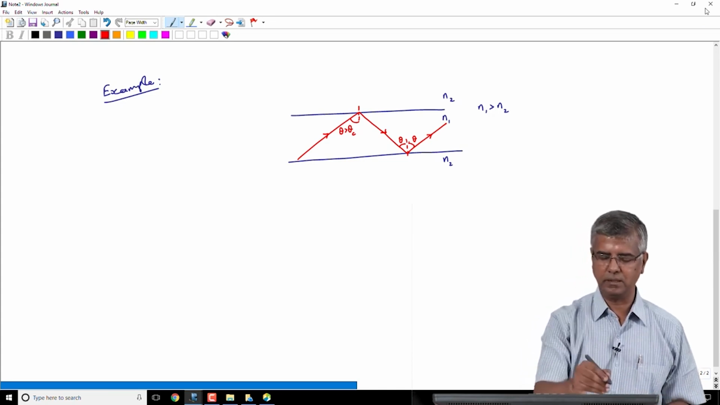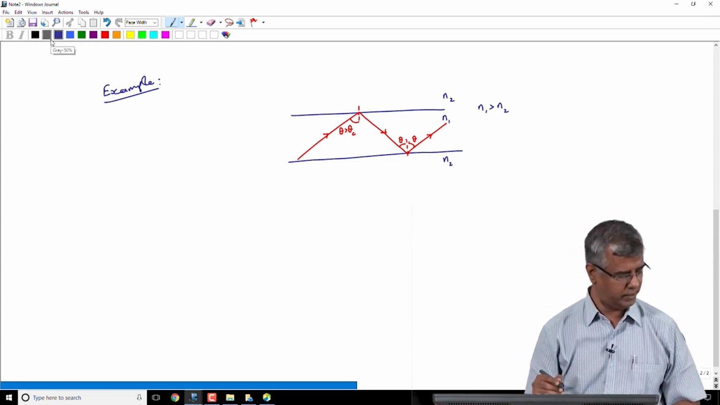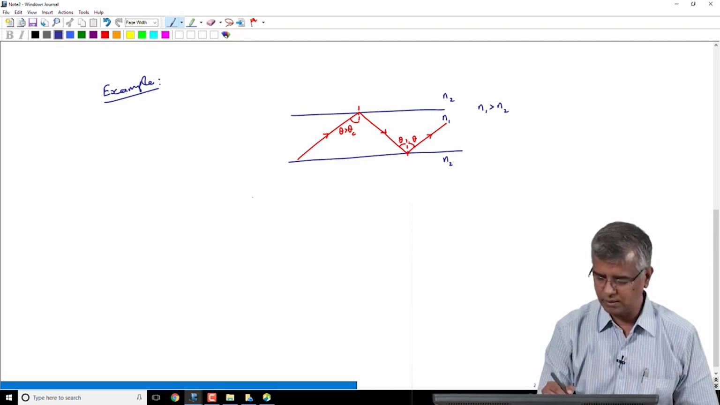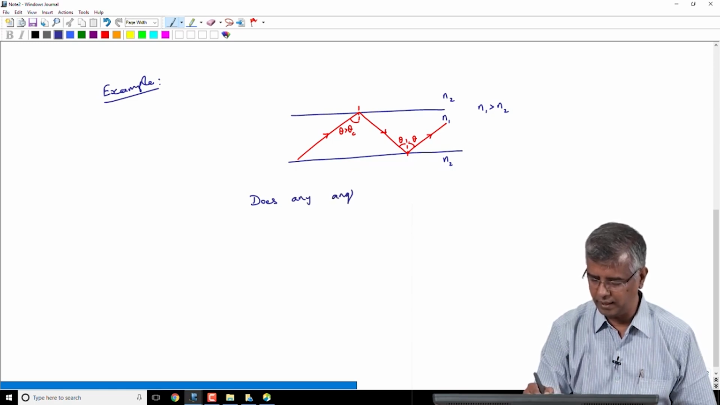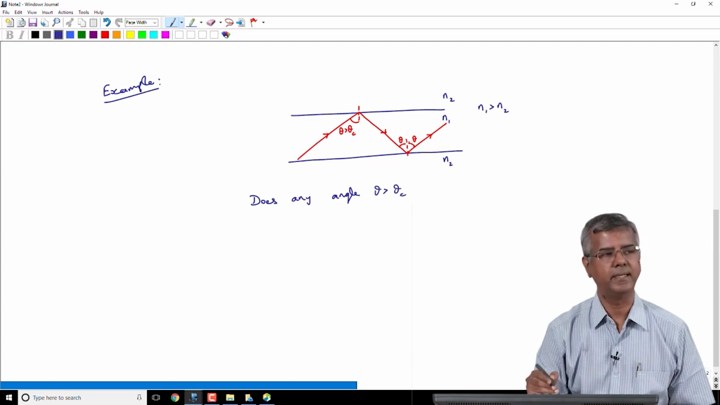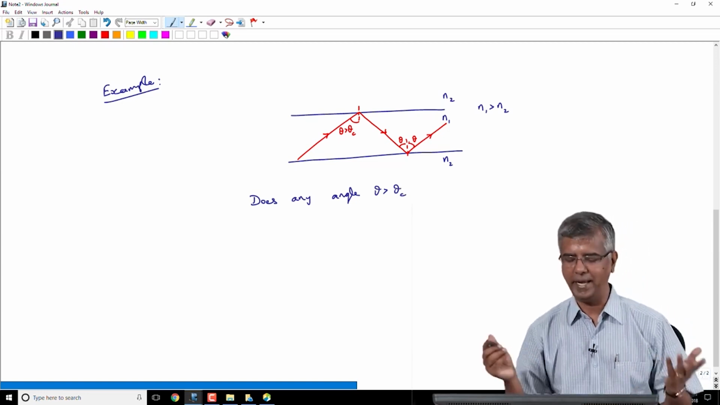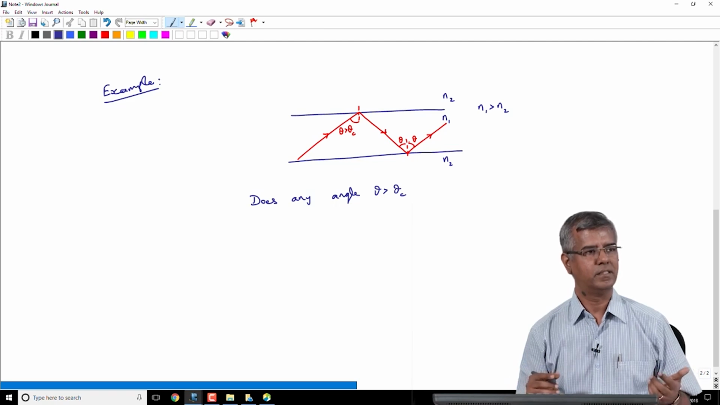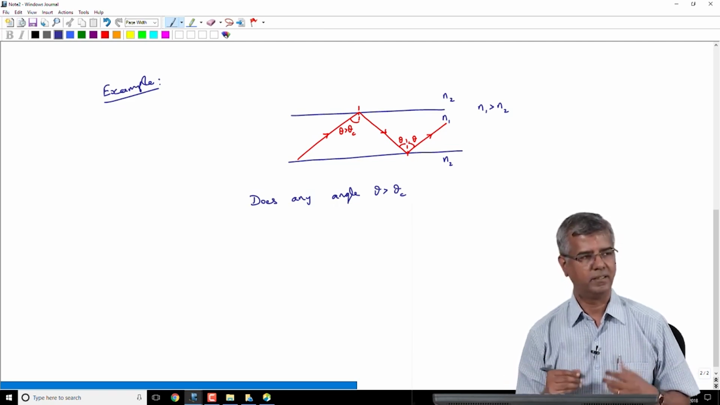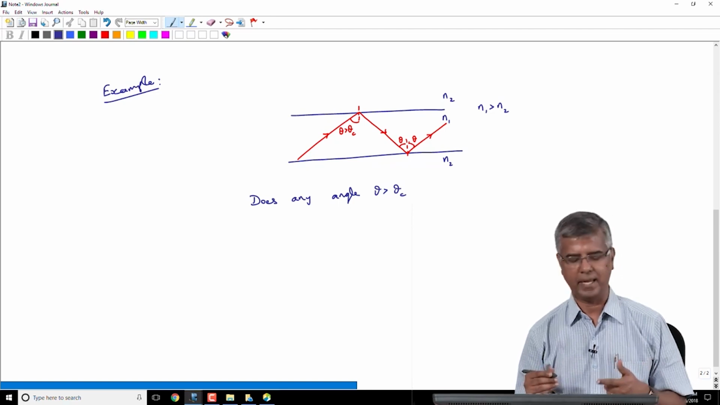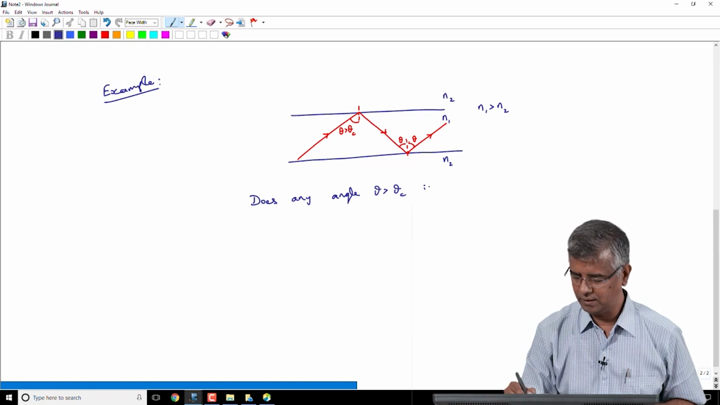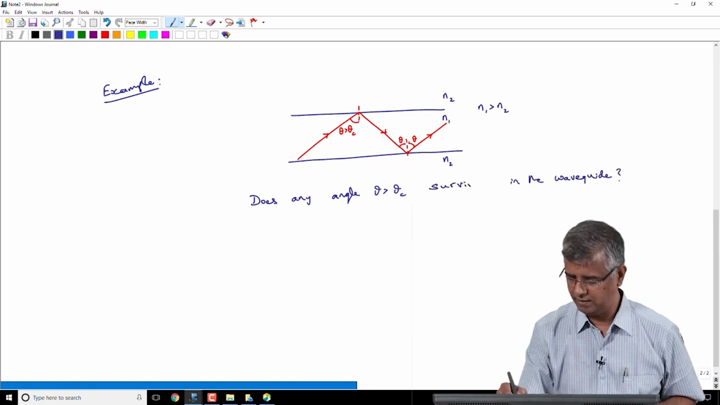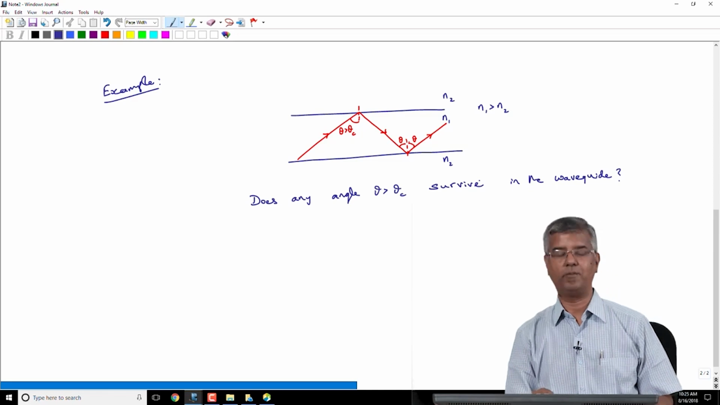Now, the key question is, this seems to suggest, does any angle theta greater than theta c, right, according to this picture, any angle greater than theta c should be guided, right, any ray with an angle such that theta is greater than theta c should be guided. So, is that true? Does any angle theta greater than theta c survive in this waveguide?